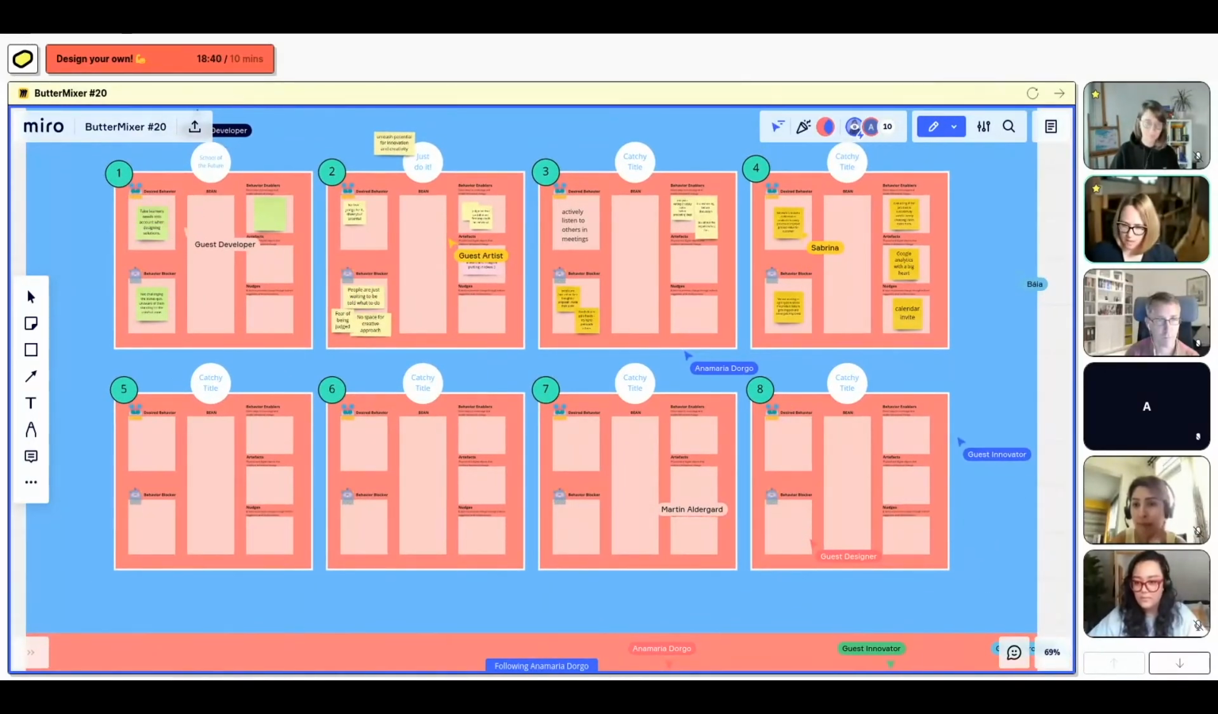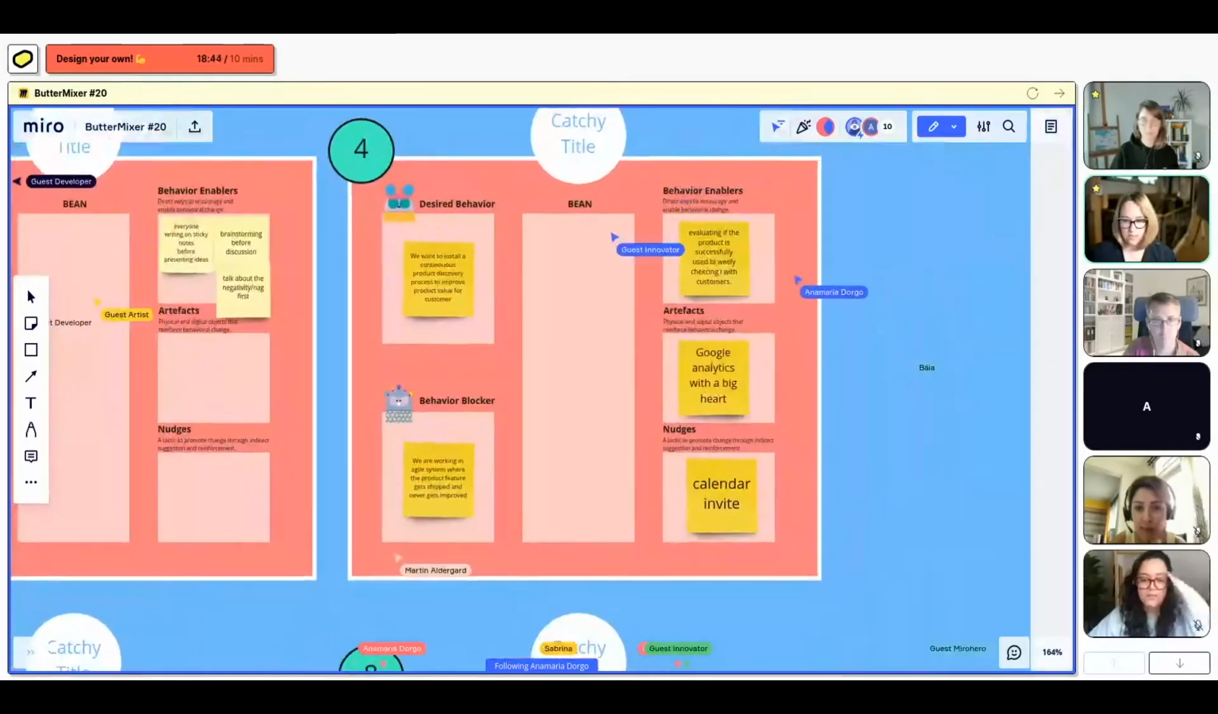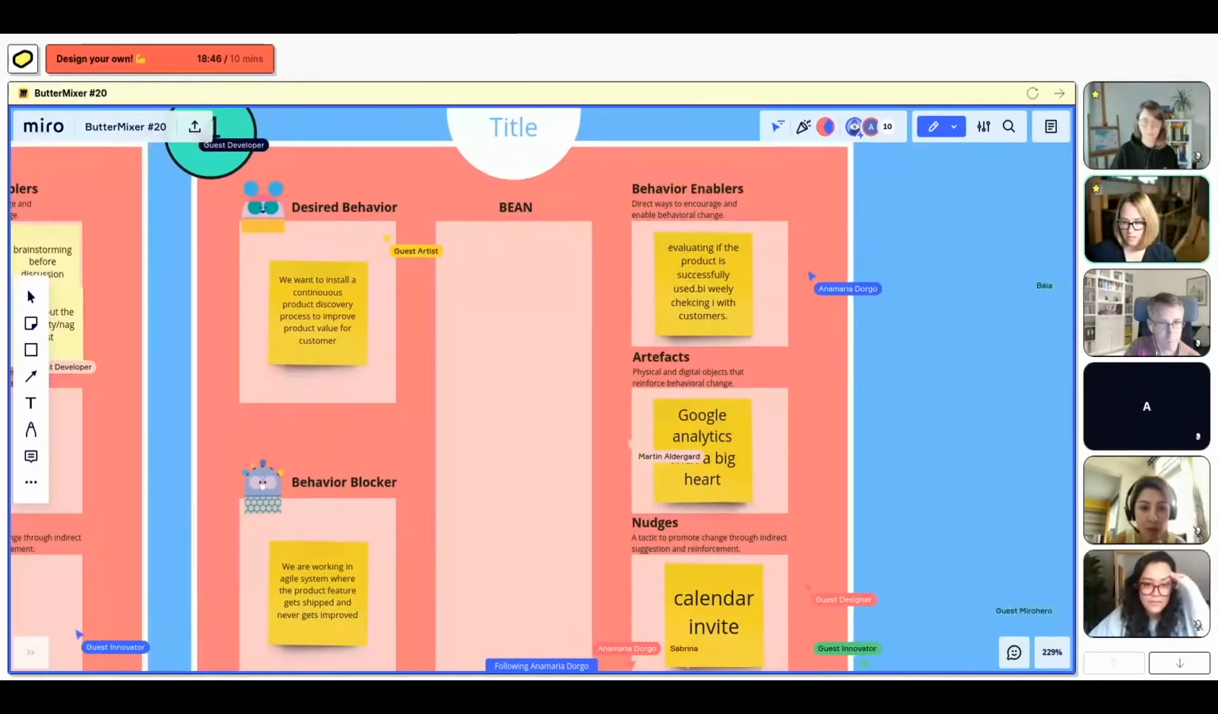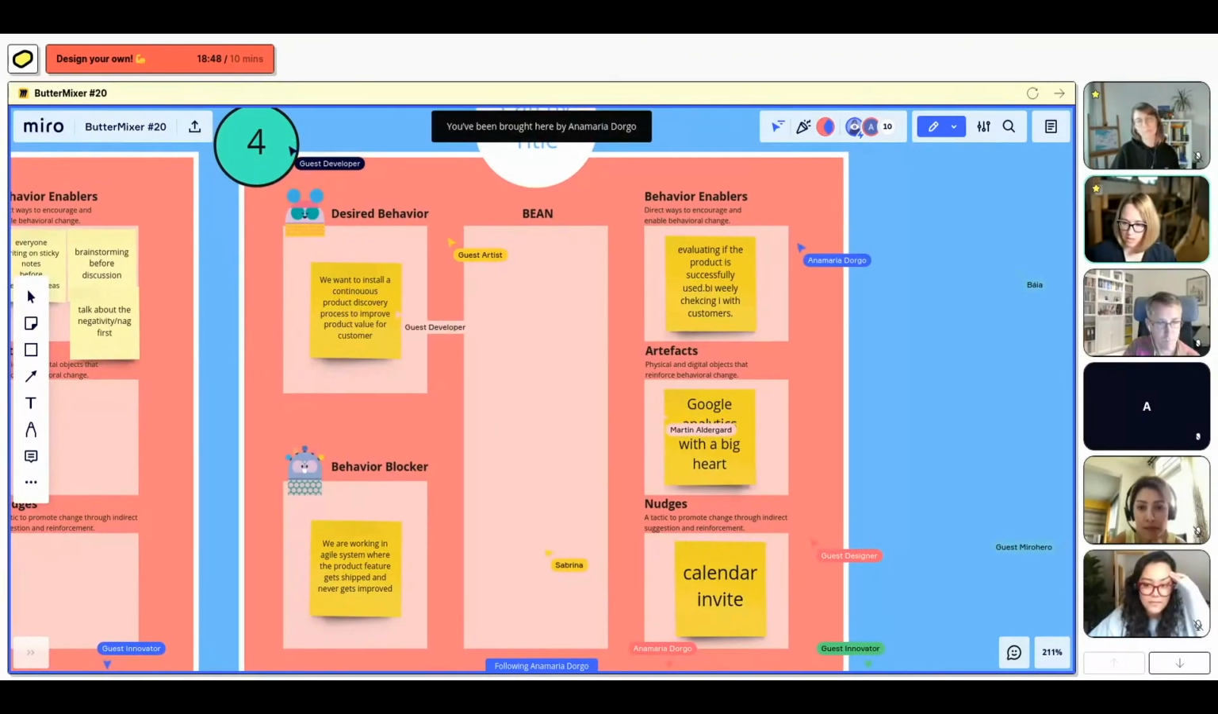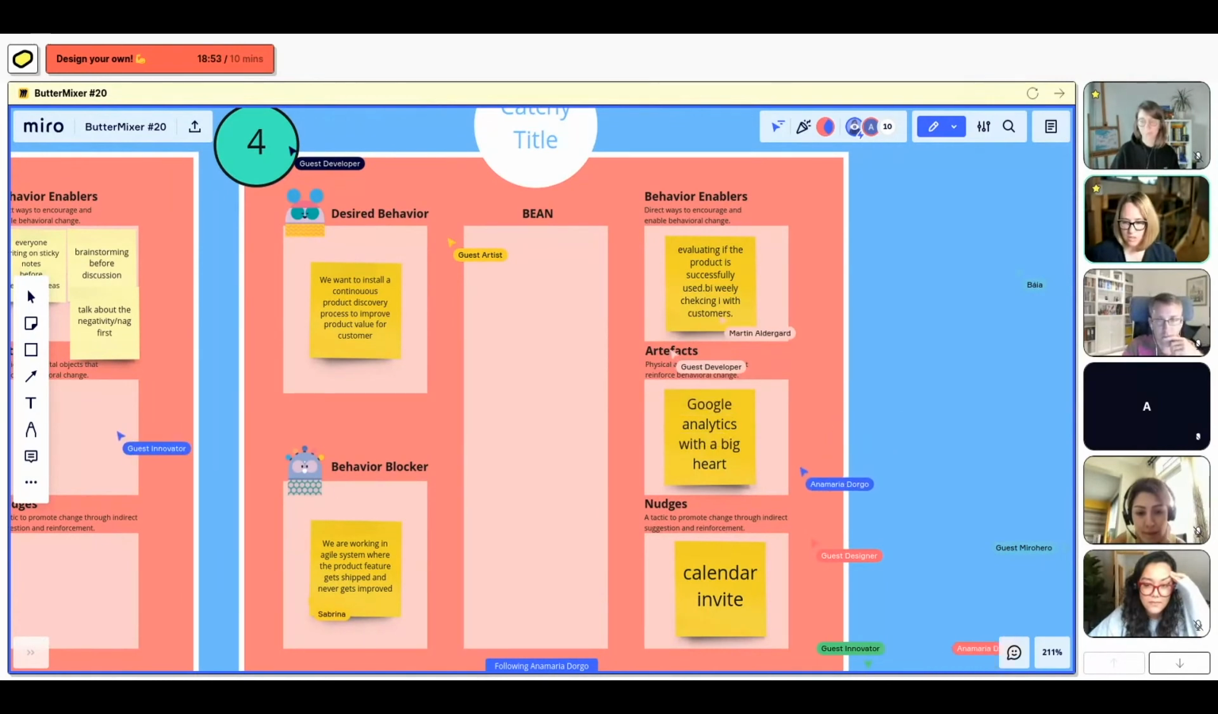So desired behavior: we want to install a continuous product discovery process to improve the product value for the customers. But instead, we are working in an agile system where the product feature gets shipped and never gets improved. So the behavior enabler needs to be evaluating if the product is successful. For example, using a bi-weekly check-in with the customer, however that will be done, that needs to be figured out in the beans.